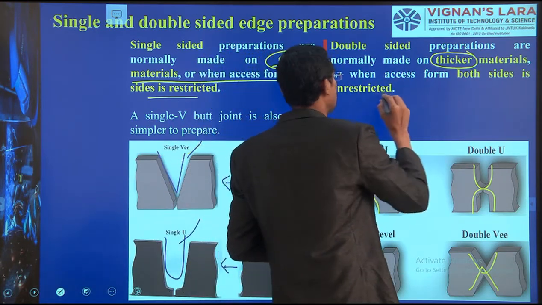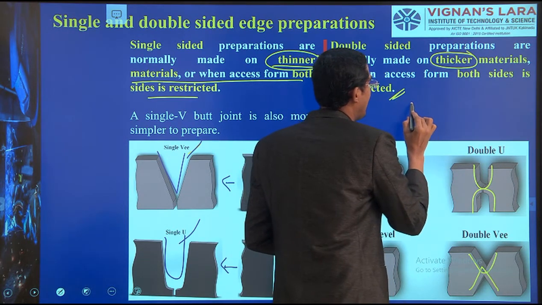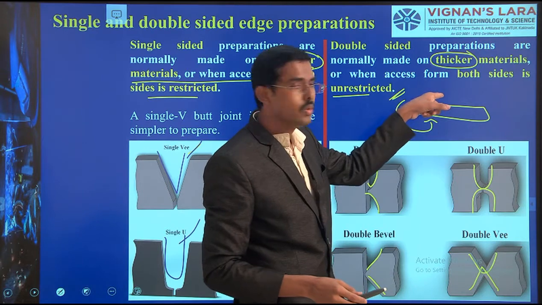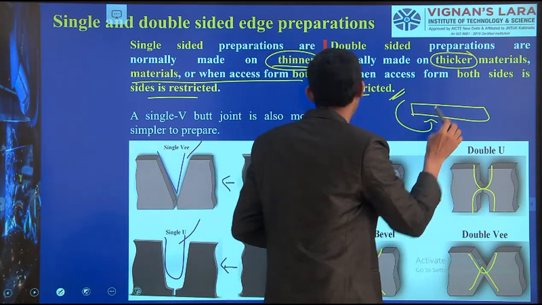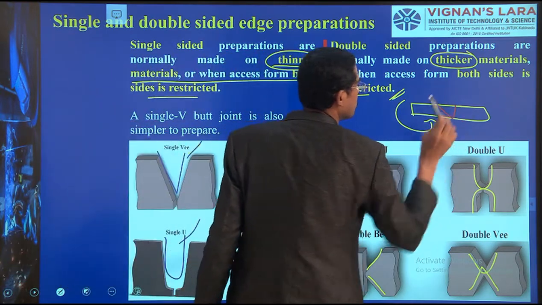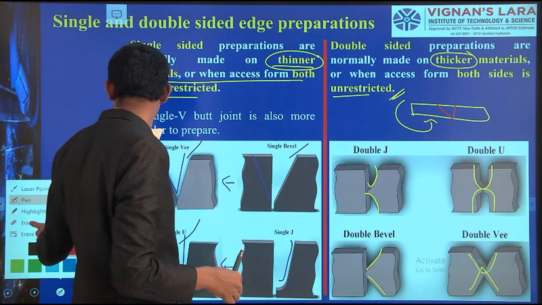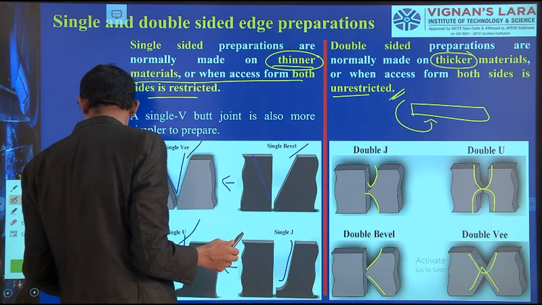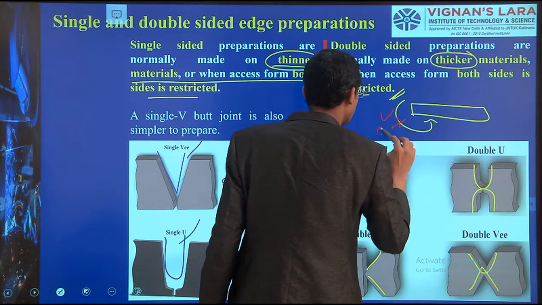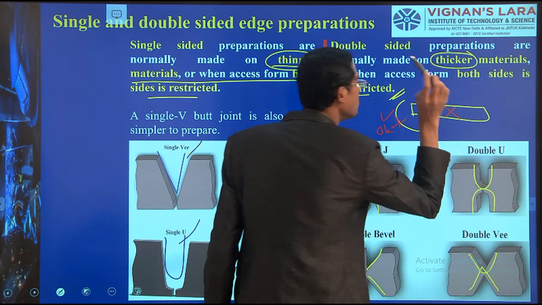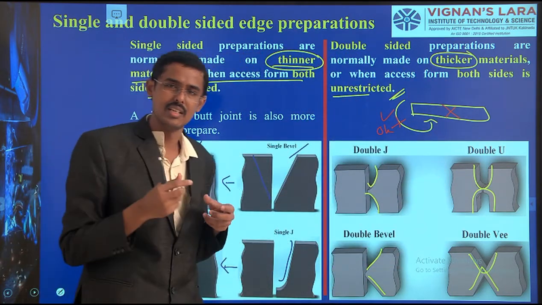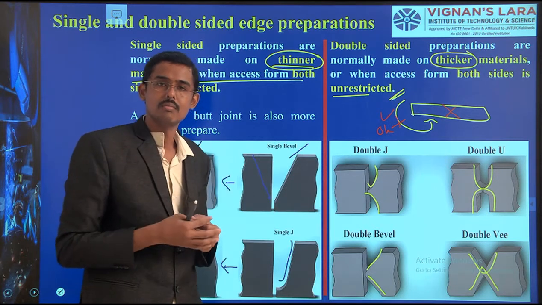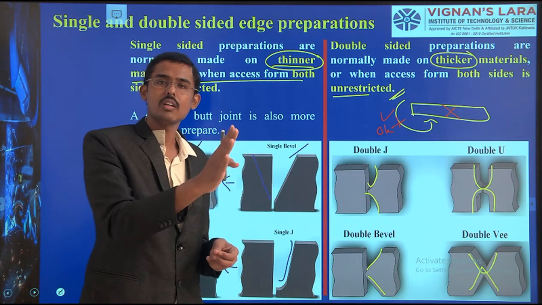When access from both sides is unrestricted. So I have a plate here and I can't go inside this region. I want to do the welding process from the top only, only in this location. So if accessibility is there, I can go for welding on the two sides. Two-sided welding is preferred because the heat distribution will be less. Instead of a single bead, a double bead is always preferred. But based upon thickness, less than 16 mm, you can go for single bead.